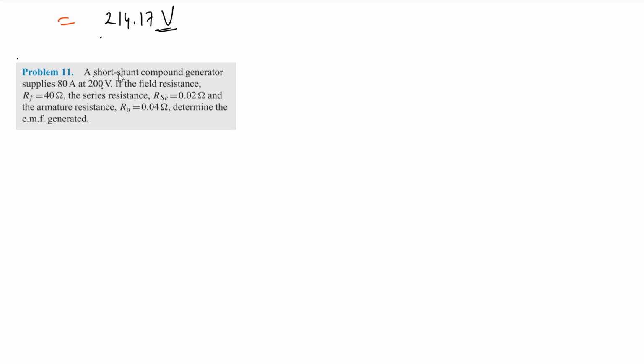A short shunt compound generator supplies 80 ampere at 200 volt. If the field resistance RF is 40 ohm and the series resistance RSE is 0.02 ohm, the armature resistance is RA. Determine the EMF. Let us see the first figure diagram.